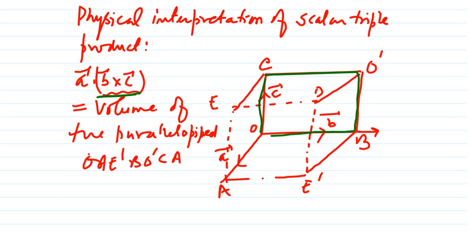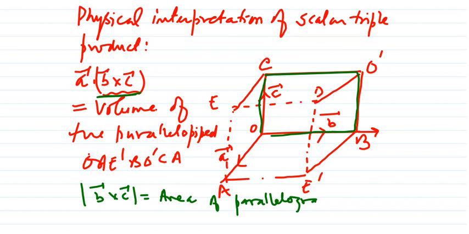So the area of this parallelogram OBO dash C is the modulus of B cross C. And what is the height of this body? Because if it is a solid, its volume is the area of the base times the perpendicular drawn from the top to the bottom.